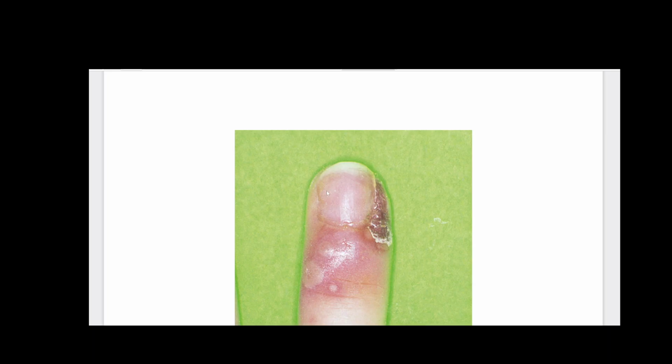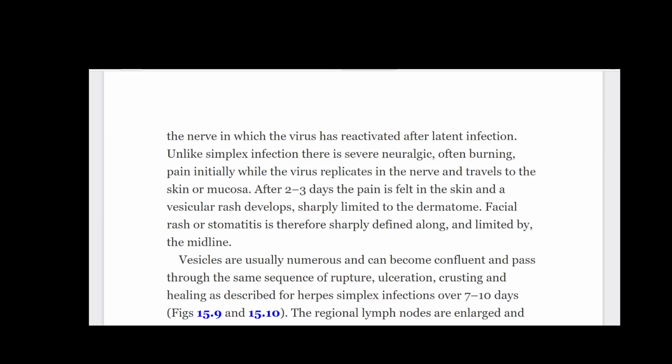Fig. 15.8 Herpetic whitlow. This is a characteristic non-oral site for primary infection in a non-immune individual as a result of contact with infected vesicle fluid or saliva. The vesiculation and crusting are identical to those seen in herpes labialis. Clinical features: zoster usually affects adults of middle age or older. The first signs are pain and irritation or tenderness in the dermatome supplied by the nerve in which the virus has reactivated after latent infection.